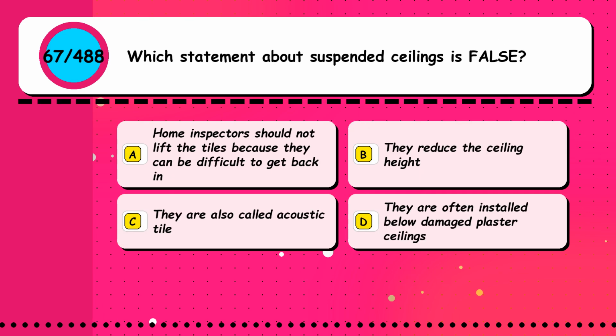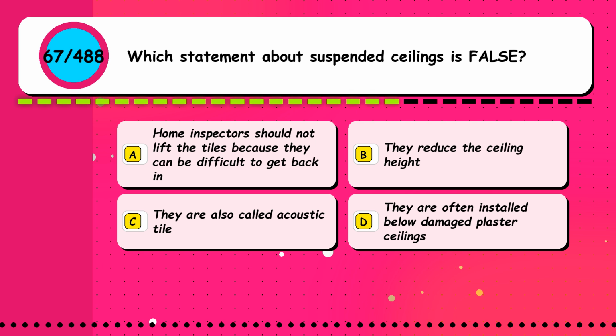Question 67. Which statement about suspended ceilings is false? Option A, home inspectors should not lift the tiles because they can be difficult to get back in. Option B, they reduce the ceiling height. Option C, they are also called acoustic tile. Option D, they are often installed below damaged plaster ceilings.